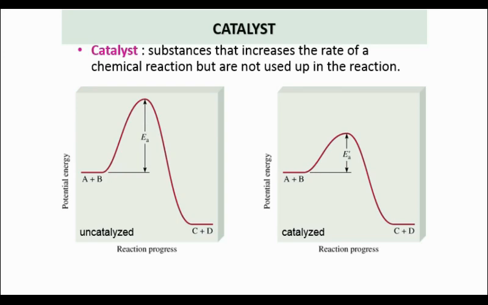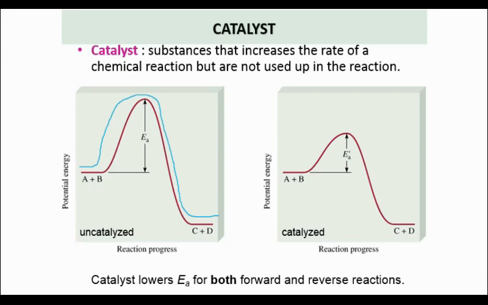For example, in this reaction, this is the pathway for the reaction to go forward. We can see it has a high barrier for the reaction to go. When we add the catalyst to the system, the catalyst will provide an alternative pathway with a lower barrier. The barrier, we call it the activation energy.